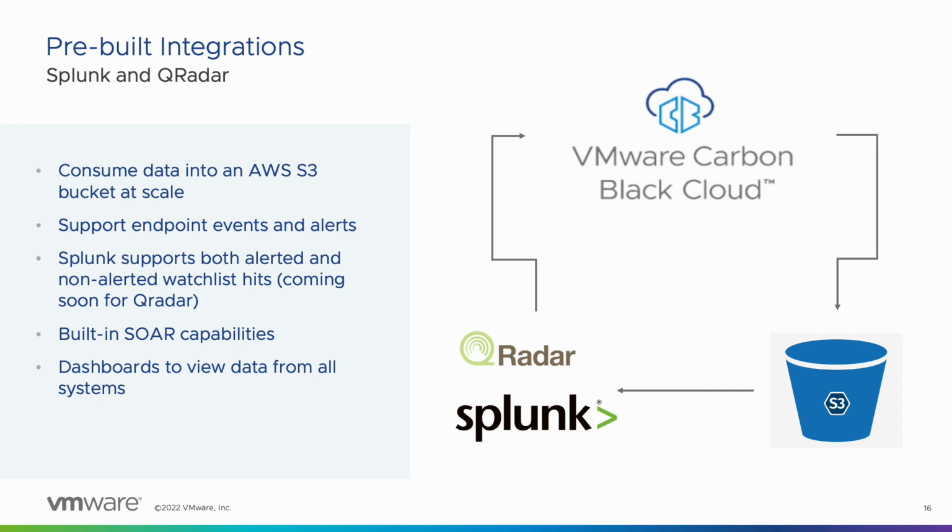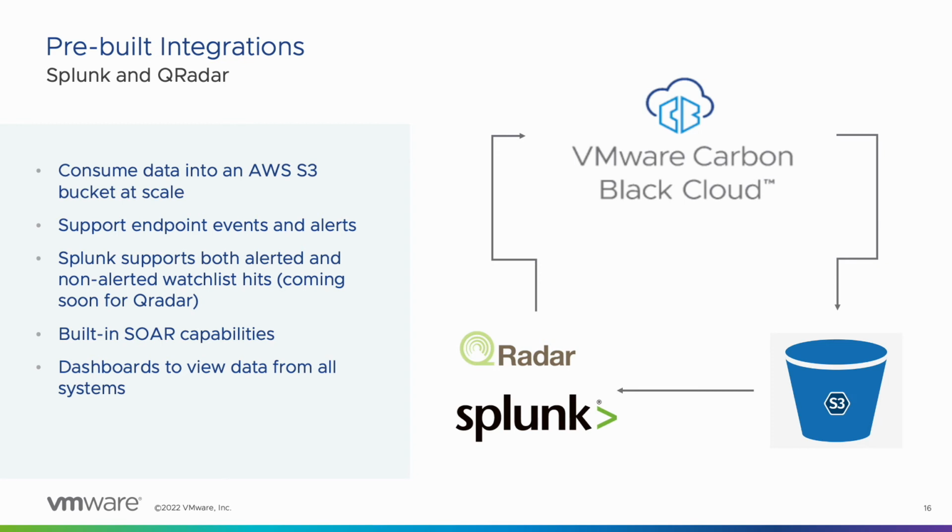These apps allow analysts to perform SOAR actions in Splunk and QRadar that extend to the Carbon Black Cloud console, allowing all actions to be completed from a single pane of glass. Carbon Black Cloud data is streamed in near real time to your S3 bucket and then consumed by Splunk or QRadar, eliminating the need to pivot between applications. This increases efficiency and allows your organization's analysts to focus on the things that matter.